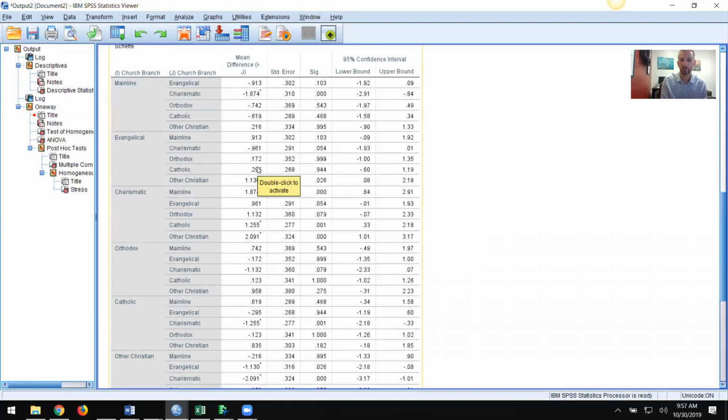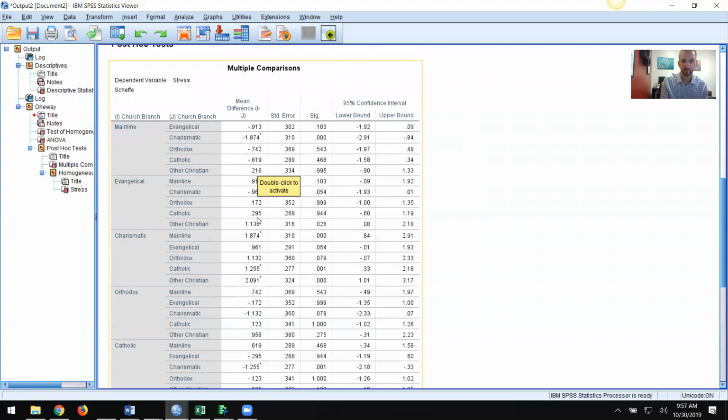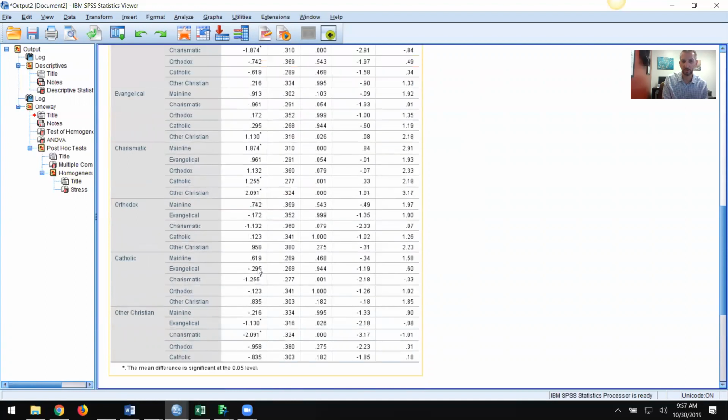So I would report that we found significant differences between charismatic and mainline, charismatic and Catholic, charismatic and other Christian, and then also that we found a significant difference between evangelical and other Christian. Those were our 4 significant differences on this problem. Again, you'll see 8 asterisks, but 4 of those are duplicates.